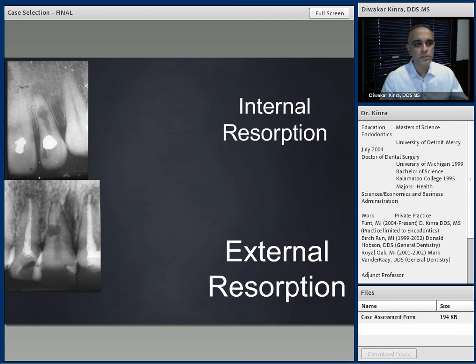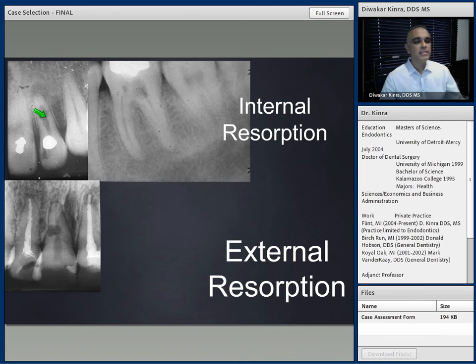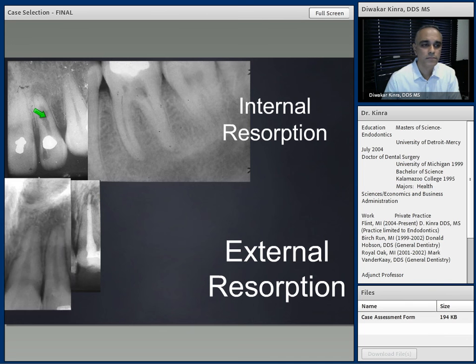Well, internal resorption, as you can see here, there's a lesion here, and that lesion is seen within the canal system. And if you take two films and they both show that that lesion is within the canal system, it's internal resorption. Okay. And in these cases, I'm very conservative. I don't try to do too much work here. And a lot of times I'm electing to extract these and go for the more predictable outcome.